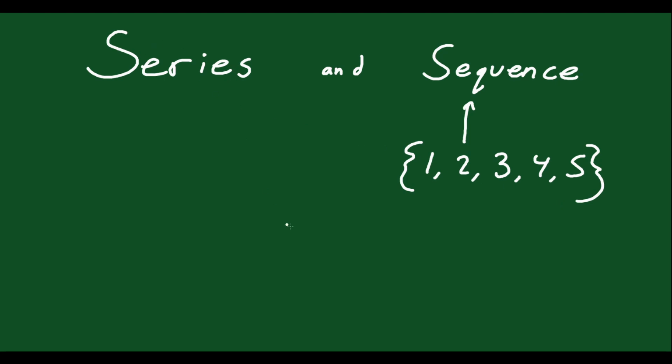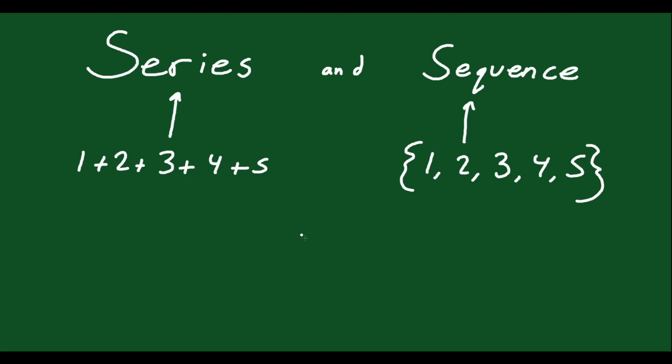A series is very similar to that, and we can say it's those same numbers, except instead of just listing them, we're going to add them together. So 1 plus 2 plus 3 plus 4 plus 5, that is a series. So it's important to know which one is which, right? It's important to know what we're talking about, okay?